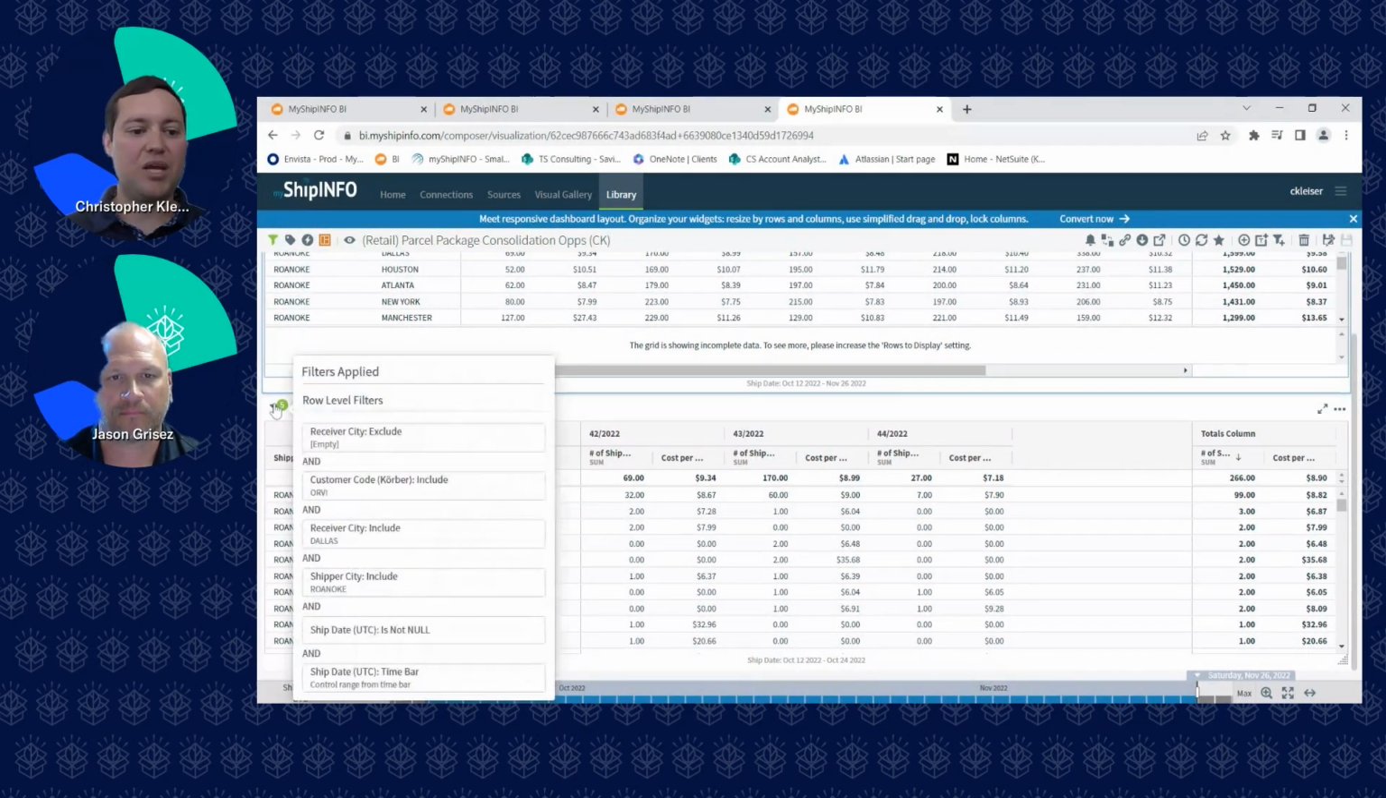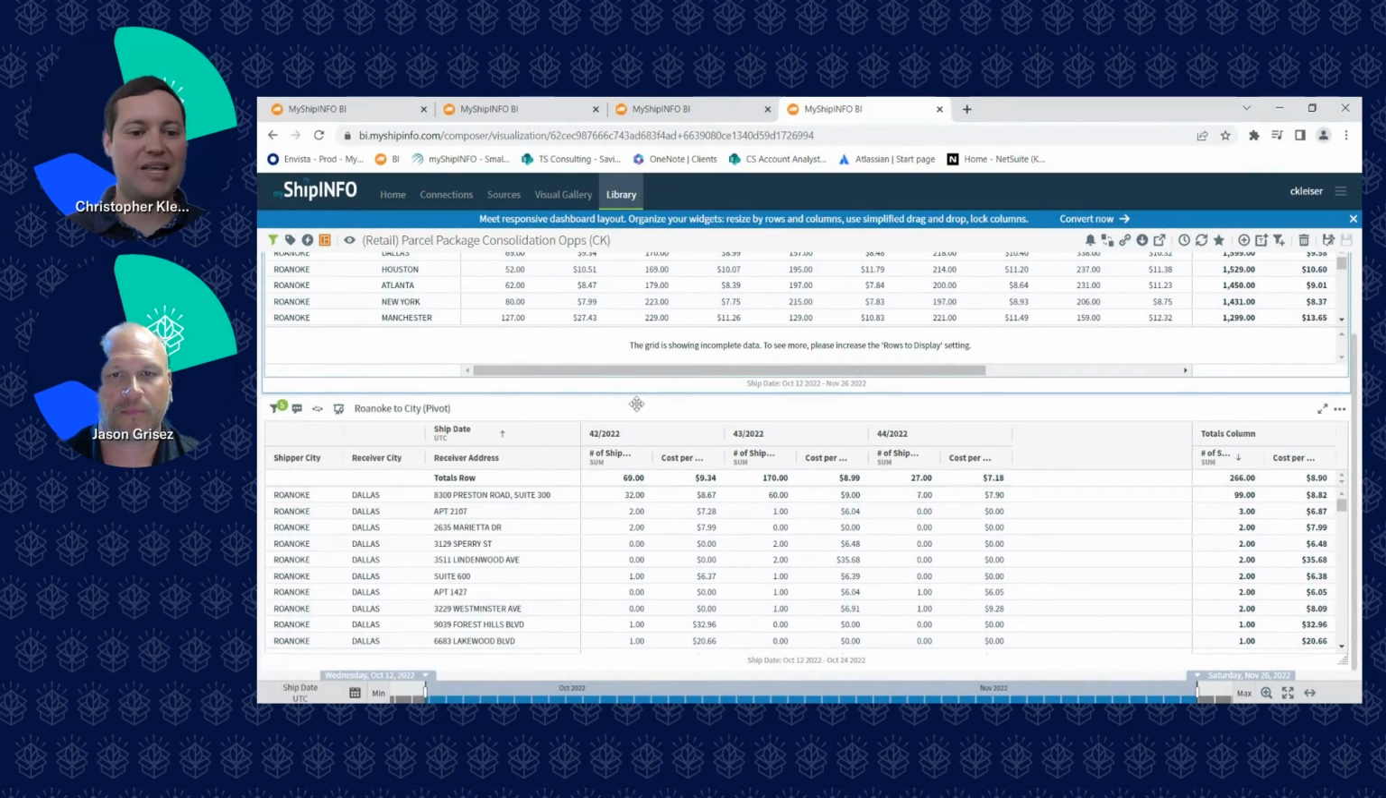So what I'm able to do here is add this to just look at Roanoke and Dallas shipments at that point. I'm then able to show by address exactly where the shipments are going. For this particular scenario, we're looking at 99 shipments over the past 3 weeks. And so we're able to say, hey, this particular address in Dallas, you had 32 shipments, you had 60 shipments in these particular weeks. What can we do at that point to further break those down and maybe ship them all on the same day?